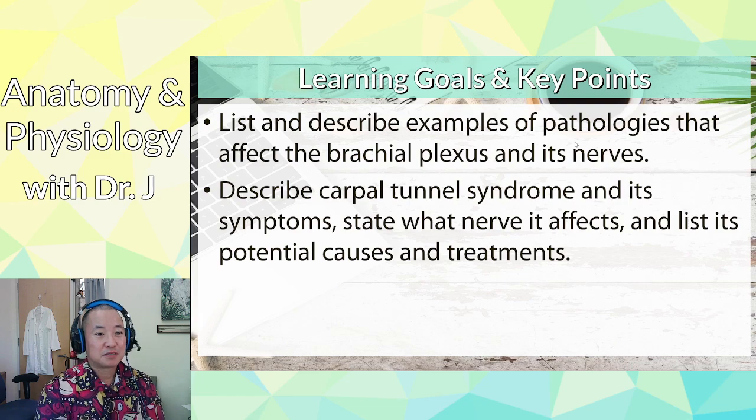All right, so those were just two things that can affect the brachial plexus. We talked about Erb's palsy and carpal tunnel syndrome. There are more things that can affect the brachial plexus, but in this case, these are pretty common, or actually, these are things that could happen, especially carpal tunnel syndrome. That's super common.